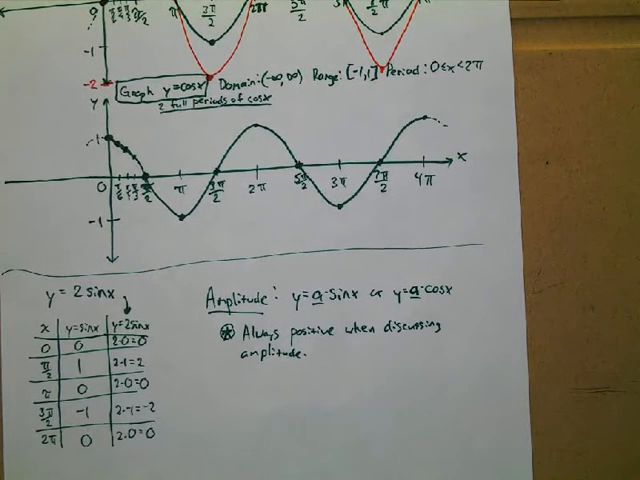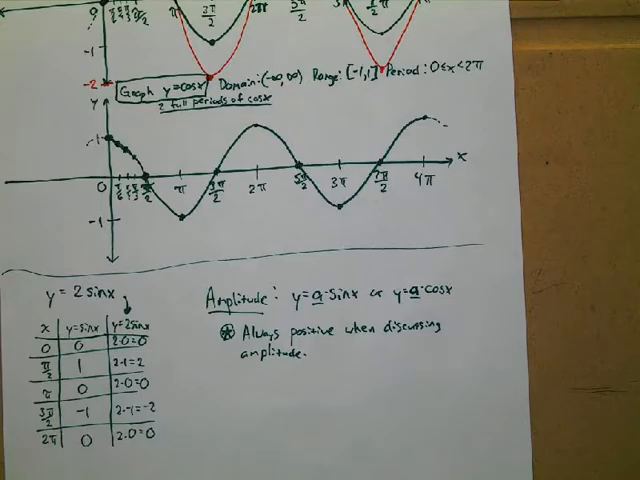But when we talk about amplitude, we never say the amplitude of this wave is negative 2. If it's a negative 2 for your A value, then the amplitude would be 2. You just say 2. So just keep that in mind. It's always positive when discussing amplitude.